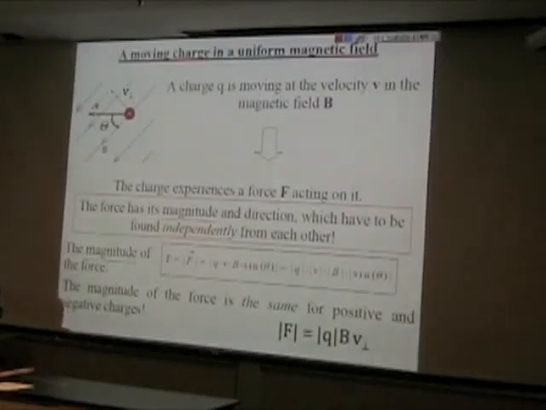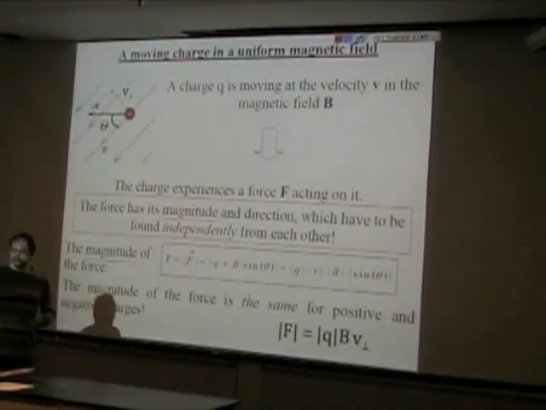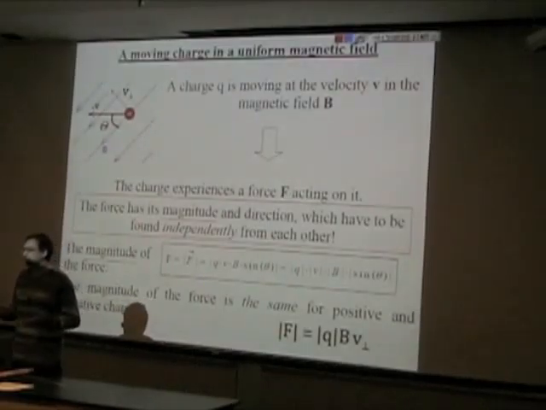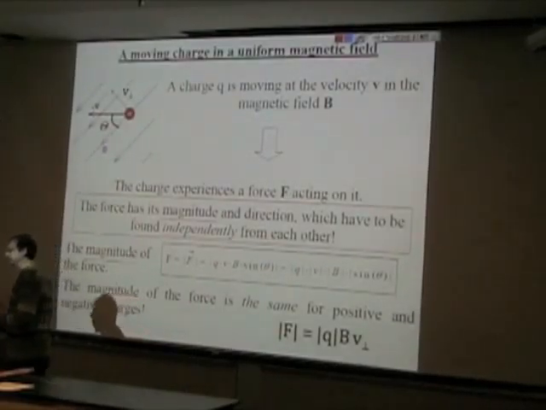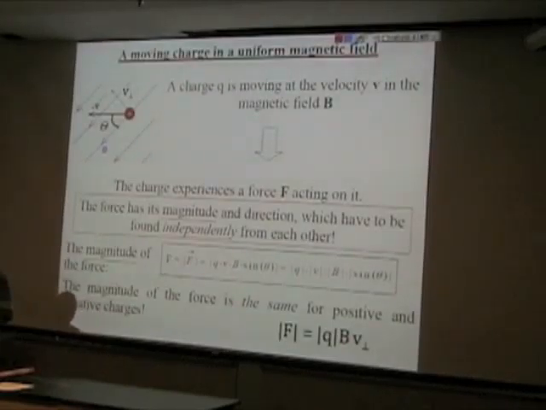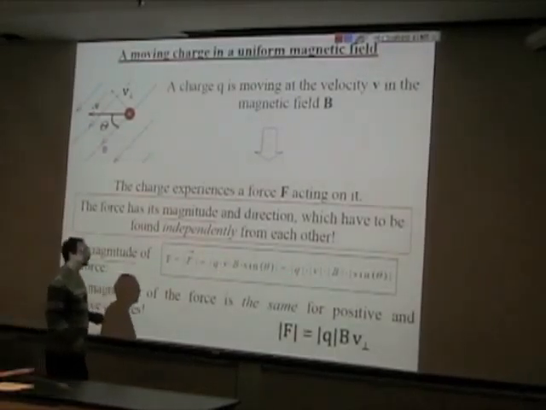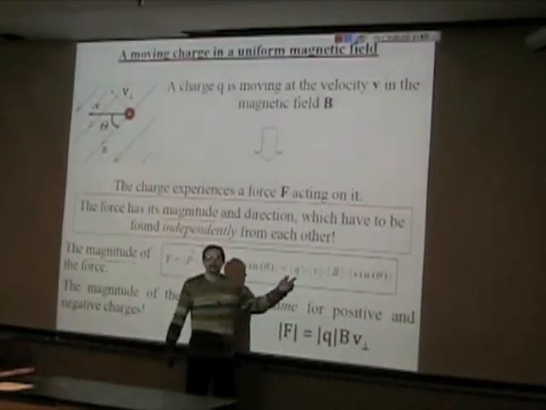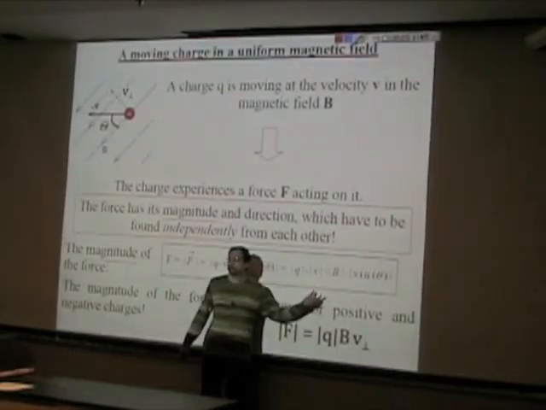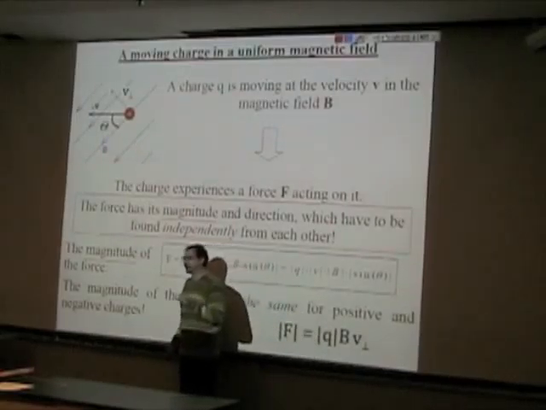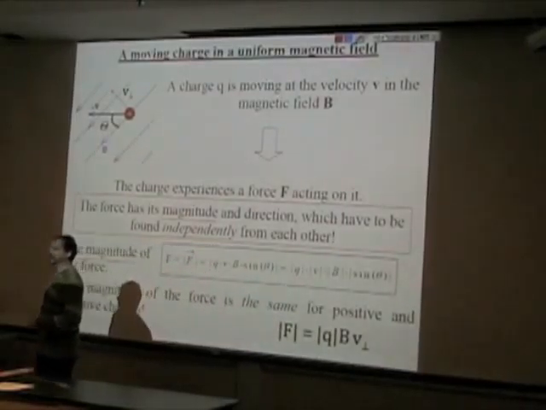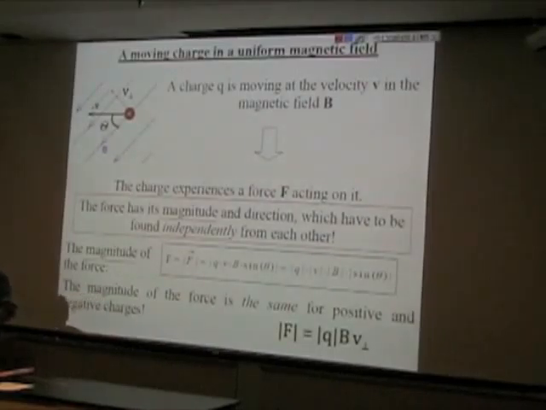Charges moving in magnetic fields. We've learned from experiments that there is a force acting on the charge when it's traveling through a magnetic field. What we know is that the magnitude of that force depends on the magnitude of the charge, the speed of the charge, the strength of the magnetic field, and sometimes, some people forget, on the angle between velocity and the field.